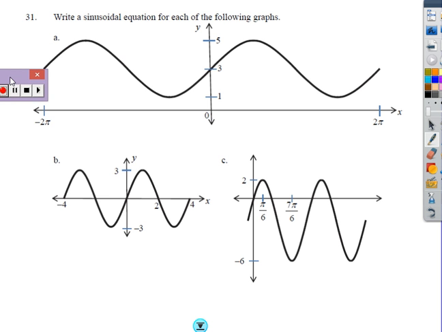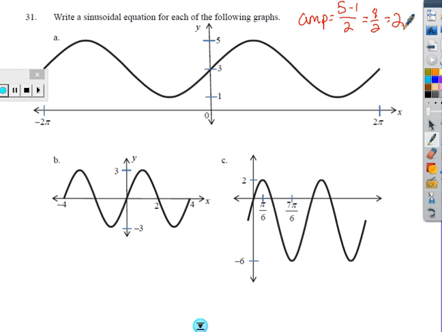Okay, moving right along to number 31. In number 31, I'm asked to write a sinusoidal equation for each of the following graphs. The first thing I like starting off doing is finding the amplitude. In this case, the amplitude would be 5 minus 1, since it's the largest number minus the smallest, and then that's 4 over 2, which is obviously just 2. So I've got my amplitude, that's a good start.